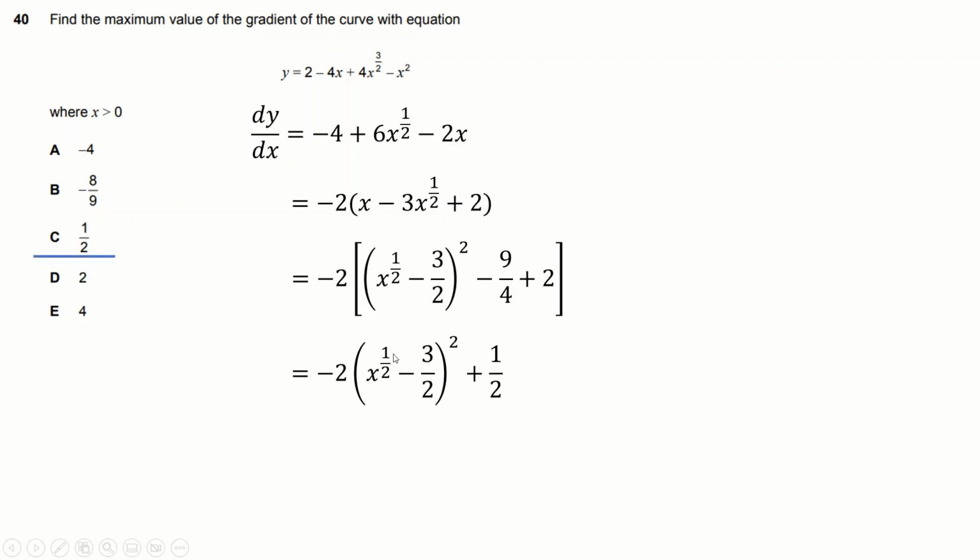It's confusing because you think the rule is different when you have these weird powers, but it's really not. The biggest this function can be is just this thing. It happens when x to the half is 3 over 2. And so I guess when x is 9 over 4, is when it happens. But anyway, that's not what it's asking. It happens when x is half.